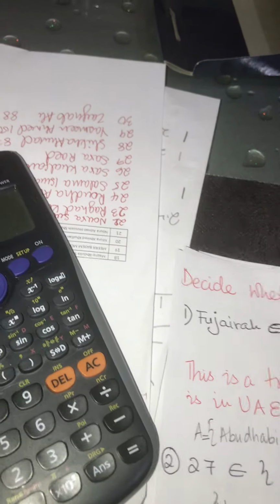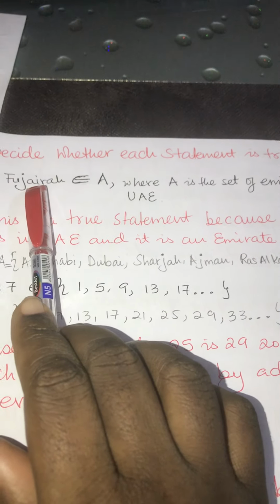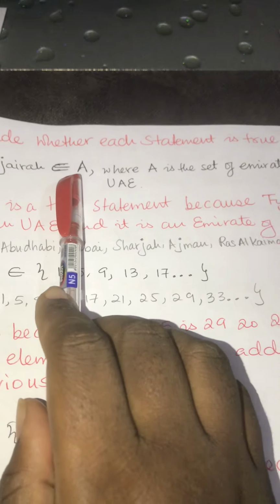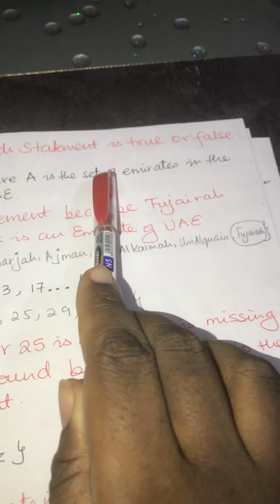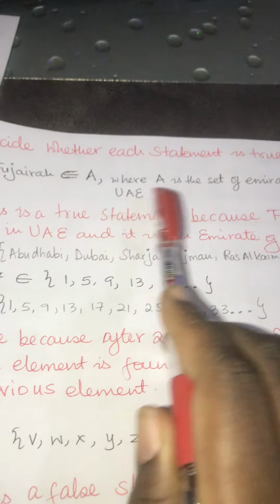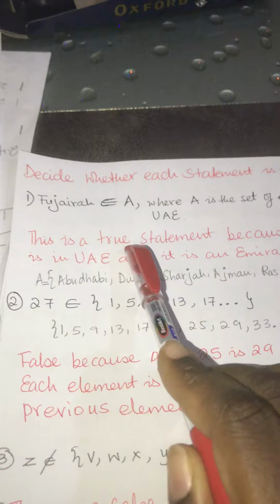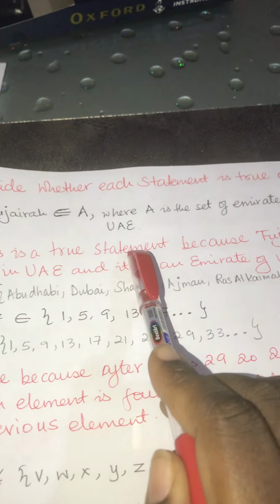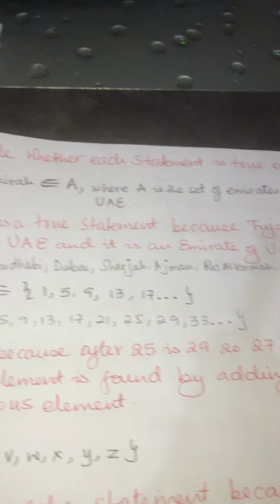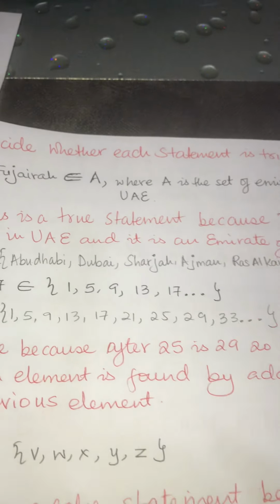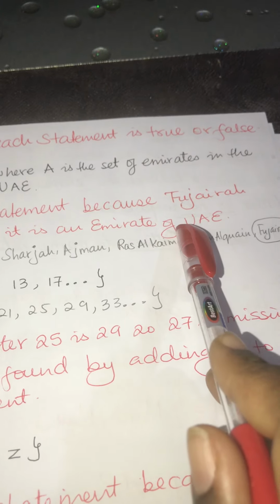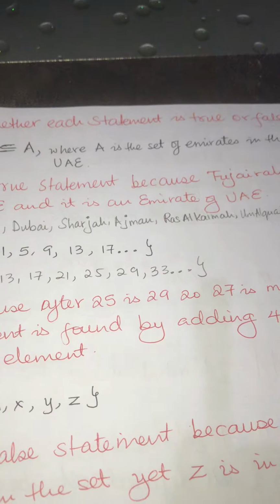Now, let us determine whether this is a set or whether the statement is true or false. Fujairah belongs to set A, where A is a set of Emirates in the UAE. So this is a true statement. This is a true statement because Fujairah is in the UAE, and it is also an emirate in the UAE.